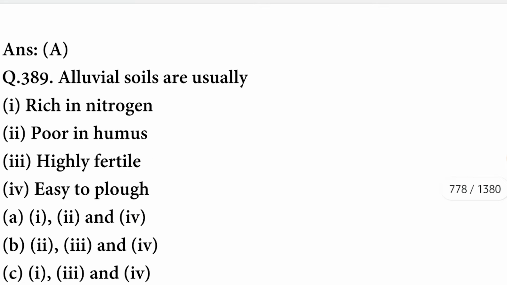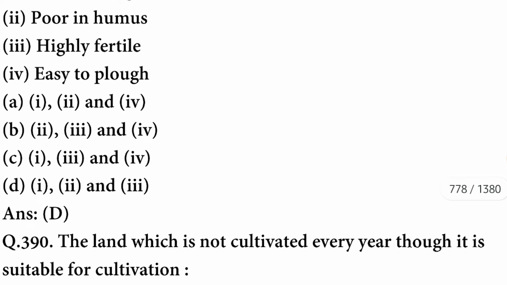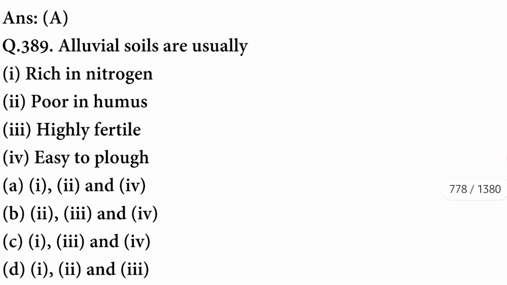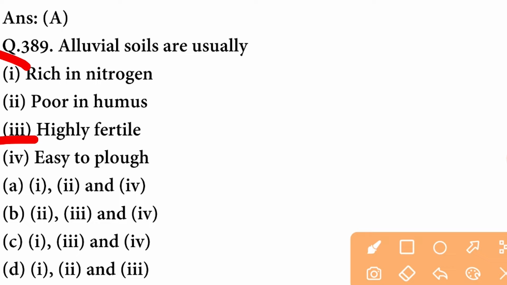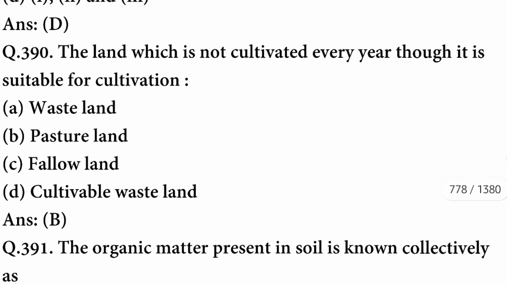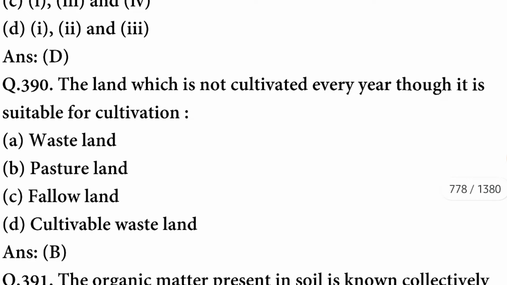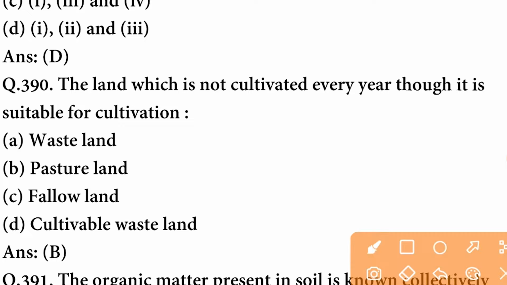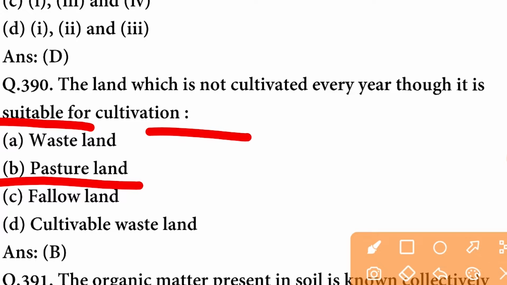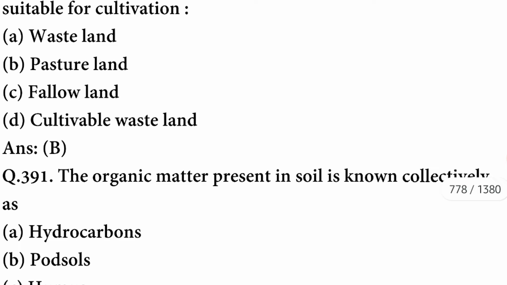A option is correct. Alluvial soils are usually rich in nitrogen, poor in humus, and highly fertile. The option is correct here. Next question. The land which is not cultivated every year, though it is suitable for cultivation, is pastoral land. B option is correct.